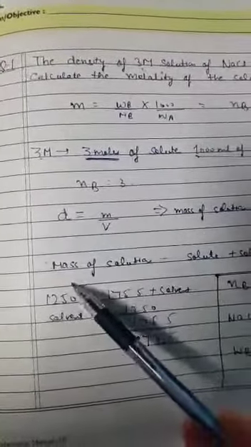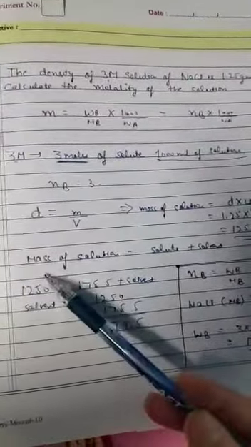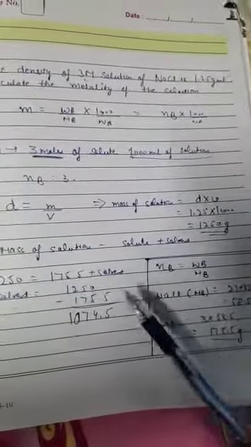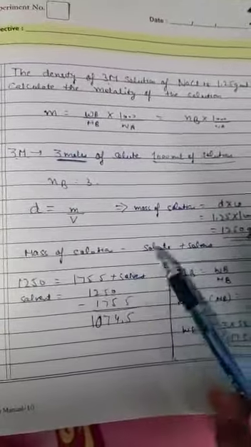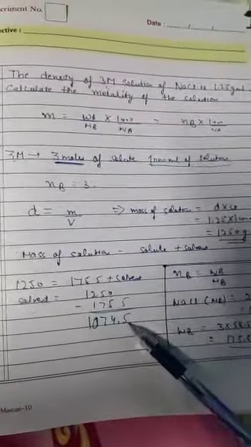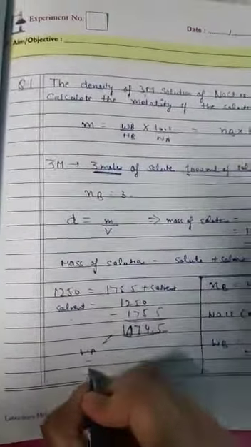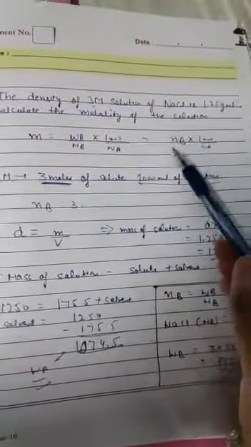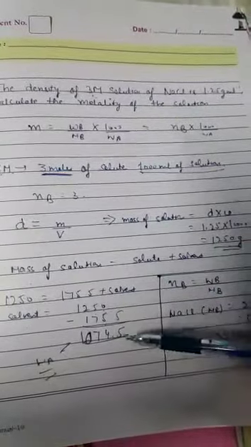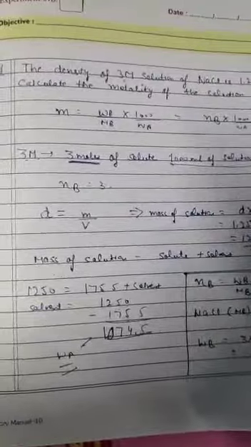Sorry, solution mass we have calculated, it's 1250. For solute it's 175.5. From this formula we will calculate the mass of solvent, so it comes out to be this. This is Wa. Clear? So we know Nb is 3 and Wa is 1074.5. We will solve and our answer will come out.